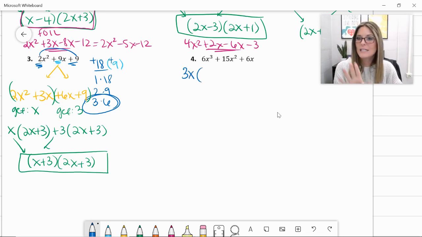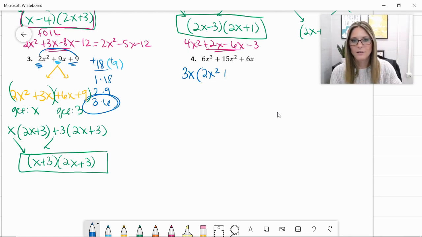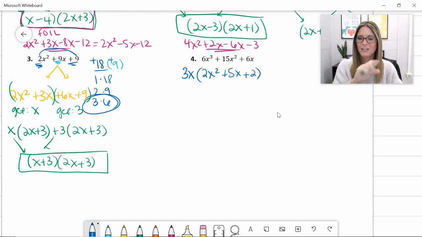Now don't lose it. It's still part of our factored form because remember, we're factoring, finding the original things that were multiplied together to make this trinomial. So you don't want to lose this 3x. That's what makes it so big and ugly. So don't lose 3x. We're left with 2x squared plus 5x plus 2. Okay, check me on that. You could go back through and do distributive property, make sure you didn't miss anything.